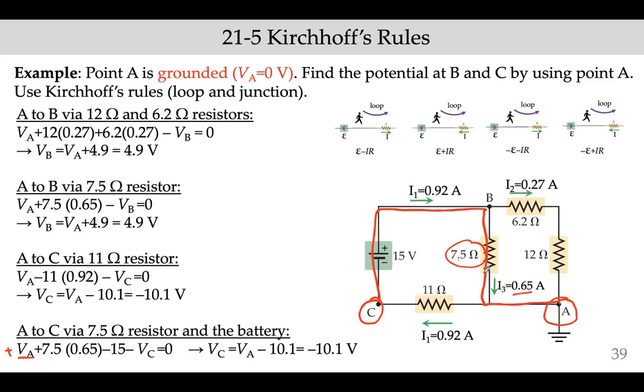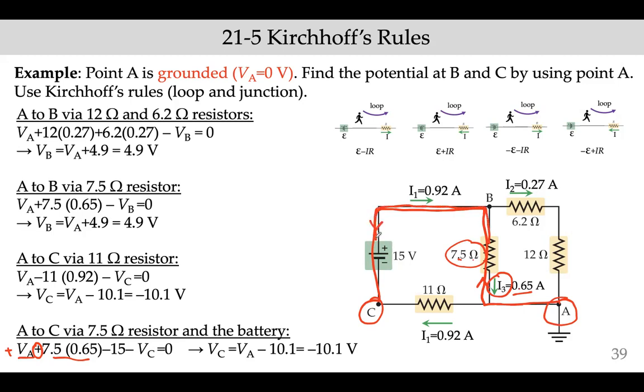0.65. Now the loop or path direction and the current direction, they're opposite. Then that, by now you already know, should contribute a positive sign. So 7.5 times 0.65, it's here. Now after that, after the resistor, there's nothing here and there's the battery here.